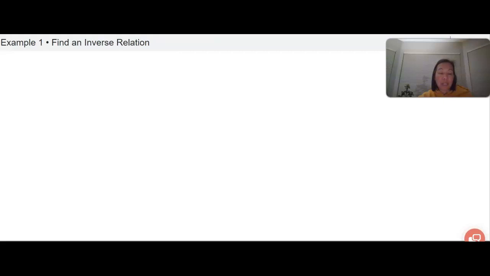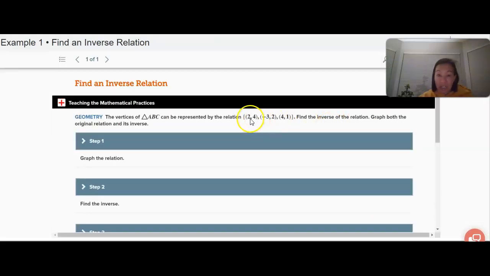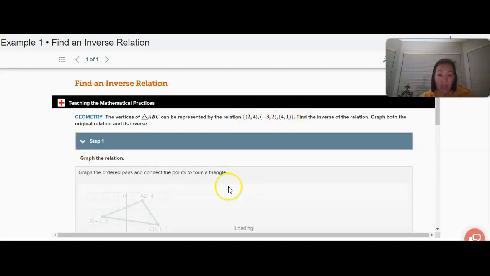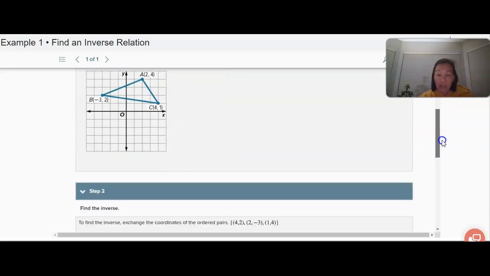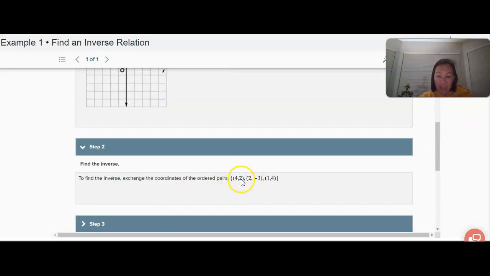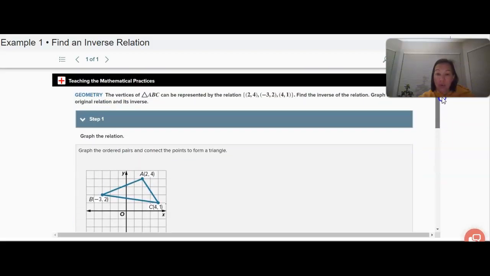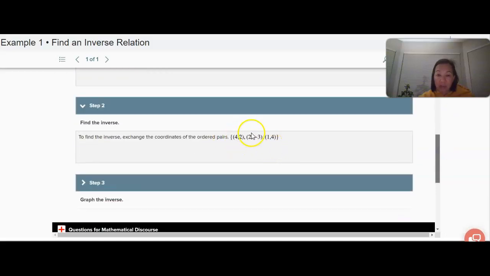Now, if we have a relation and we want to find the inverse of the relation, again, it's very, very simple. If these are the points and this is the graph of my relation, then we simply have to switch the x and the y, literally just swap places for x and y. So the original had 2, 4, and my inverse has 4, 2.